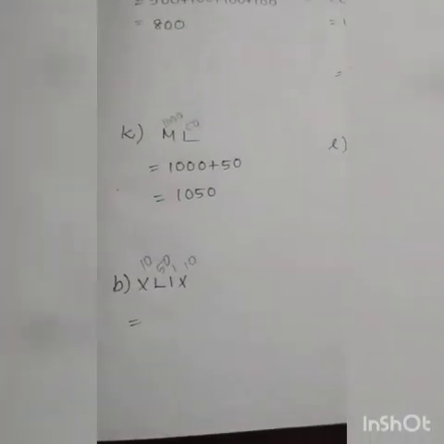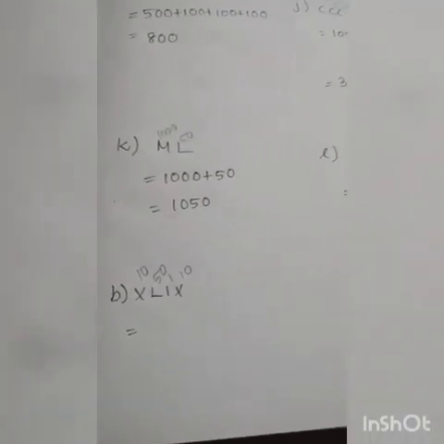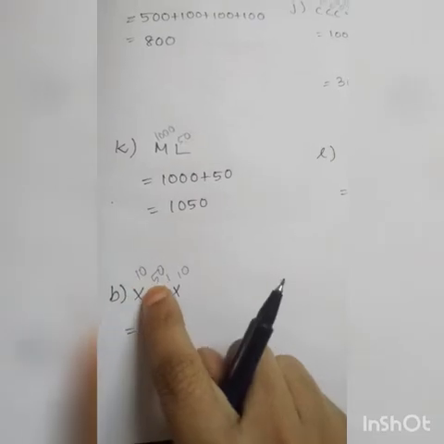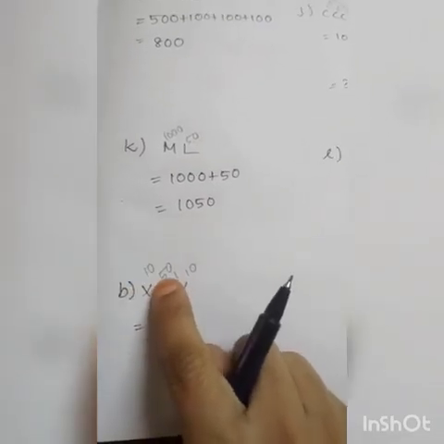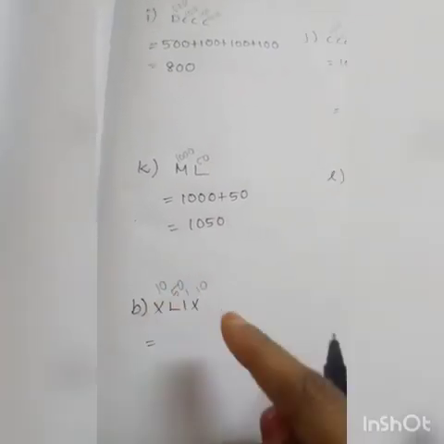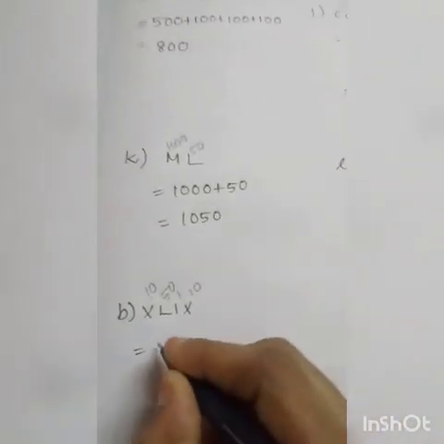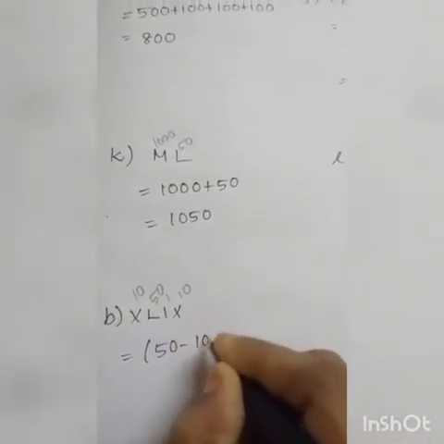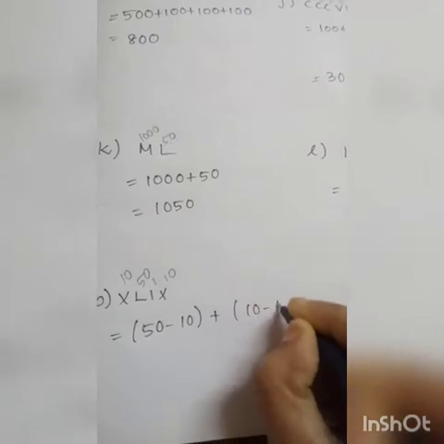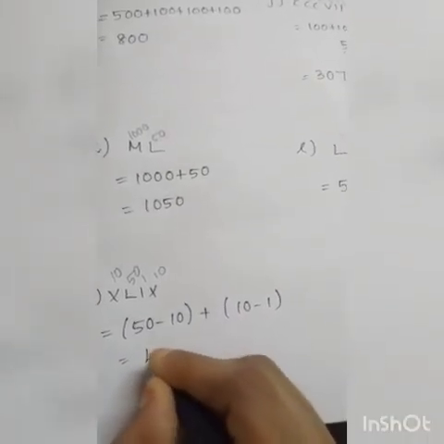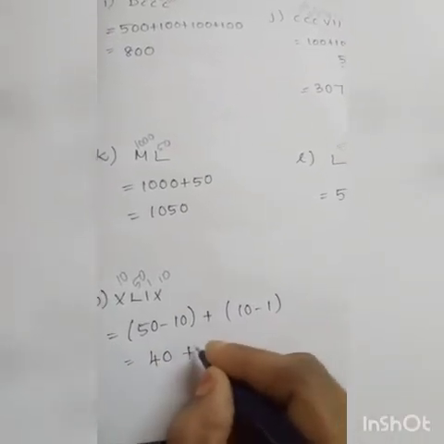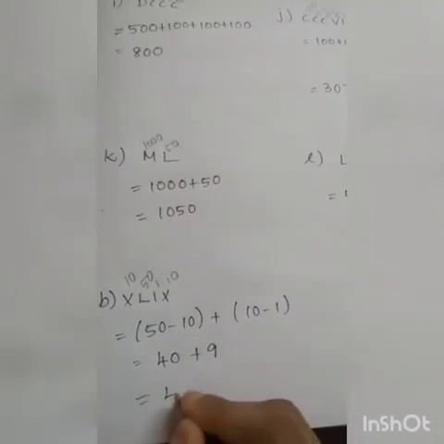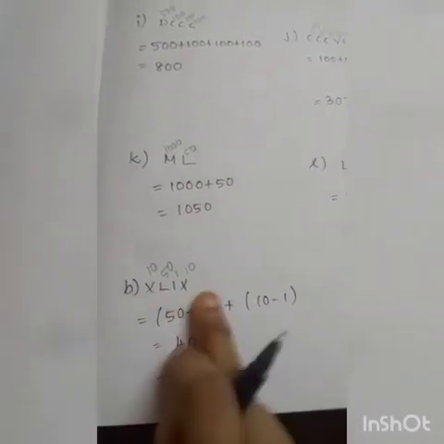So what shall we do now? We should subtract it. Why? Because 10, 50. So smallest, greatest, smallest, greatest comes. You should subtract it. 50 minus 10 plus 10 minus 1. So 50 minus 10 is 40, plus 10 minus 1 is 9. So 40 plus 9 is 49. So this is your B question.